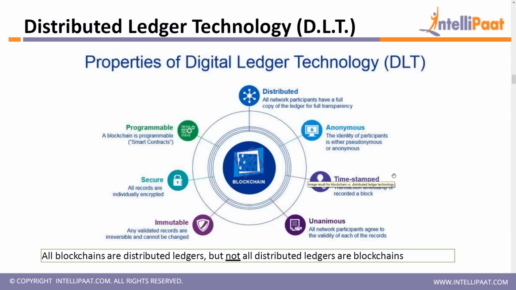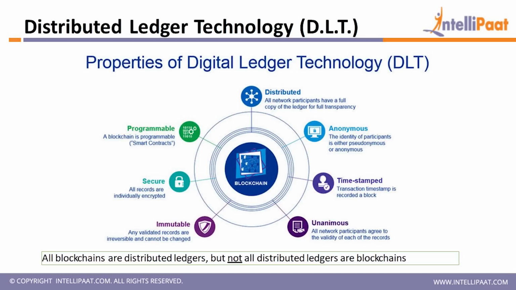These are the properties of distributed ledger technology. Programmable, distributed. When we say distributed, all network participants have a full copy of the ledger for full transparency. Anonymous. The identity of a participant is either pseudonymous or anonymous. Direct identities are never used in blockchain. Timestamp. The transaction timestamp is recorded in every block. Unanimous. All network participants agree to the validity of each of the records.